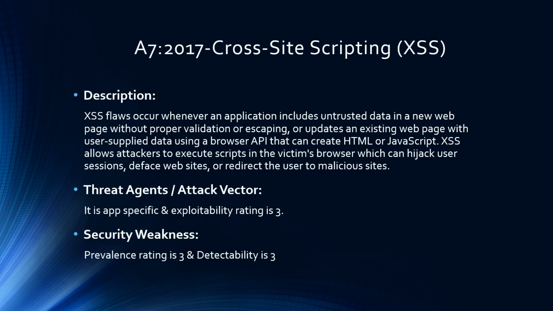For item number 7, XSS flaws, or cross-site scripting. XSS flaws occur when an application includes untrusted data in a new web page without proper validation or escaping, or updates an existing web page with user-supplied data using a browser API that can create HTML or JavaScript. XSS allows attackers to execute scripts in the victim's browser, which can hijack user sessions, deface websites, or redirect the user to a malicious site.